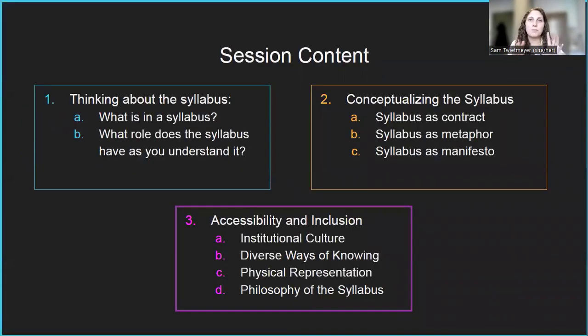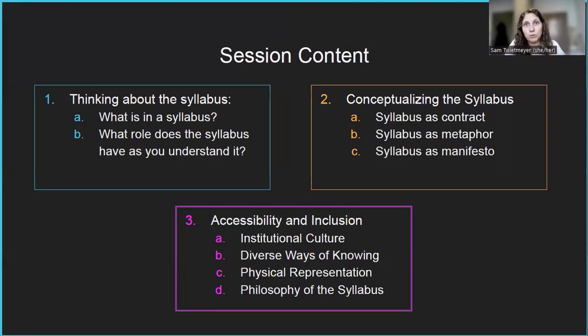So the session has three parts. The first one is a fairly introductory level of thinking about the syllabus. We're going to look at what is in a syllabus, what we understand a syllabus to mean, and how you perceive it coming into this workshop. Then we're going to go through some workshopping of how we can conceptualize and reconceptualize the syllabus.